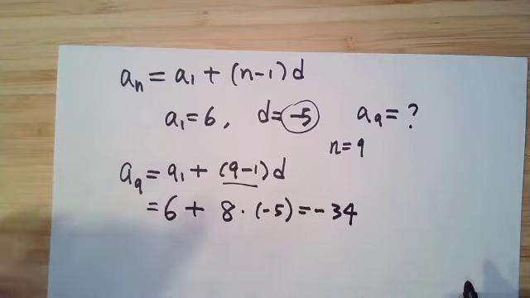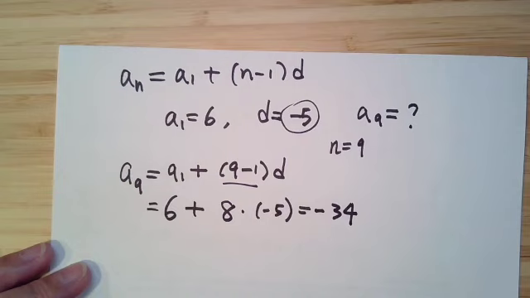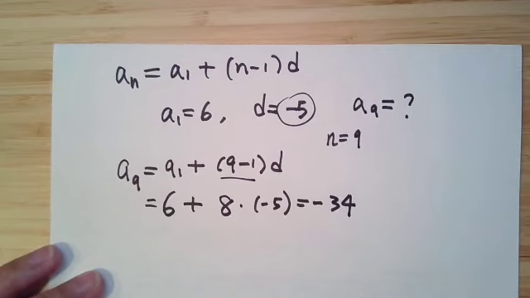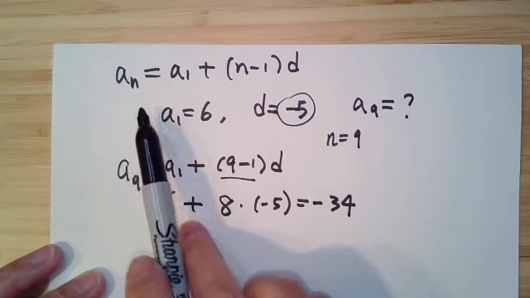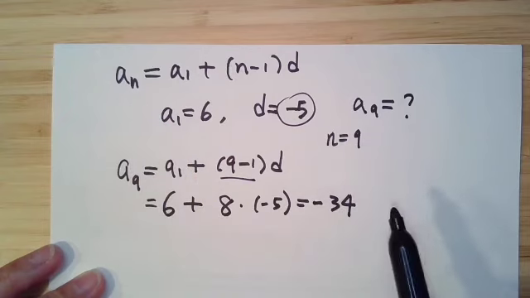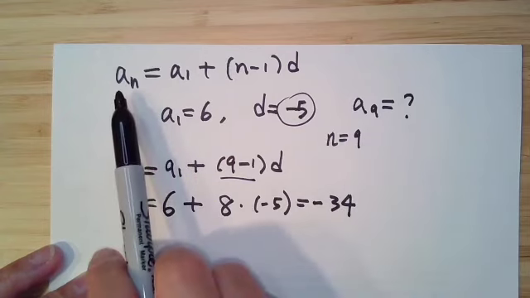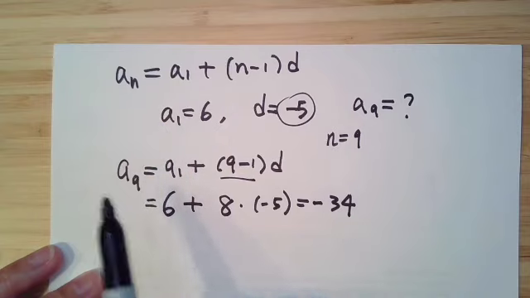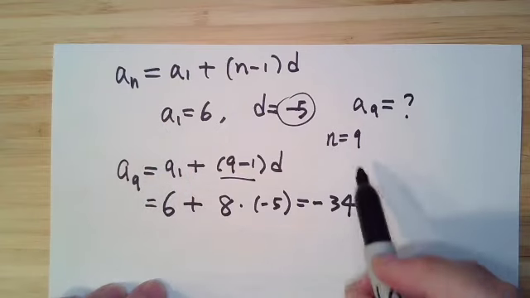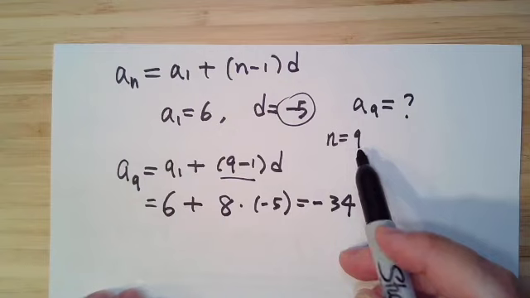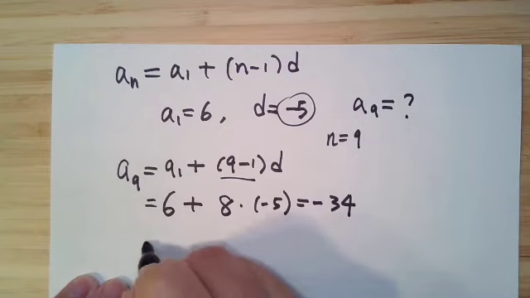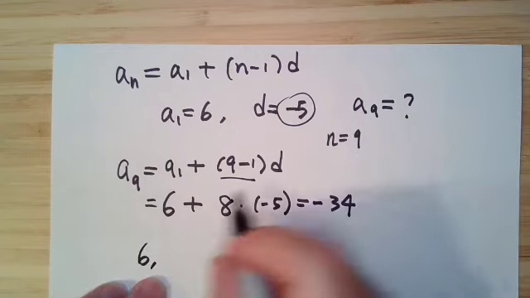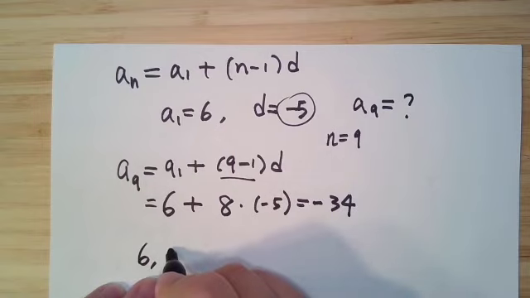The good thing about this formula is I don't have to go from A1 to A2 to A3 to A4. I don't have to do that much work. I can just plug in N and D, and then I can find AN. Right now, N is 9, which is a fairly small number. But if I ask you what is A100, I guarantee you don't want to do that. For N equals 9, we can probably try. We get 6, that's the first term. Second term, 6 minus 5, it's 1.